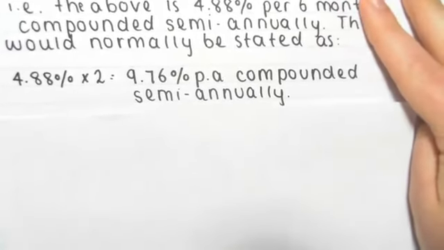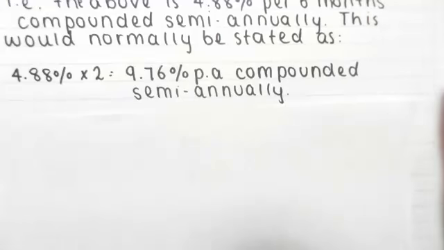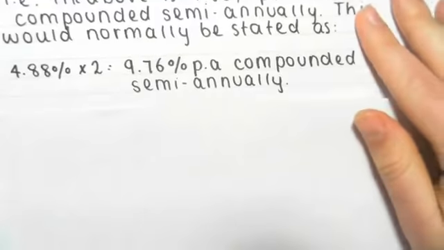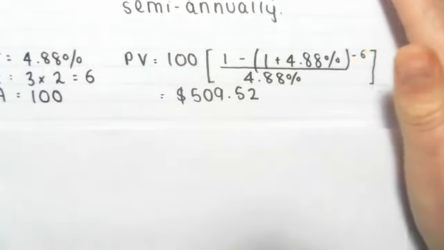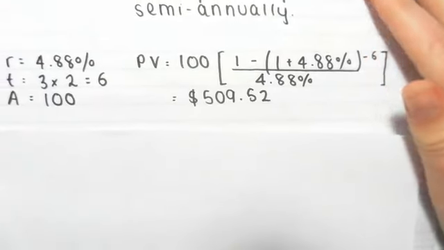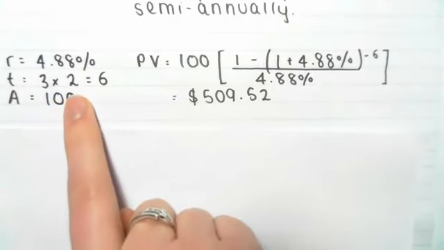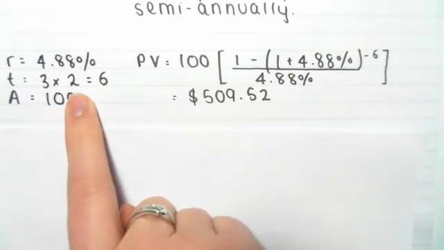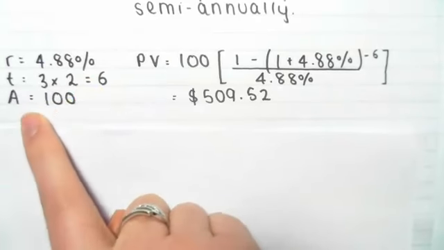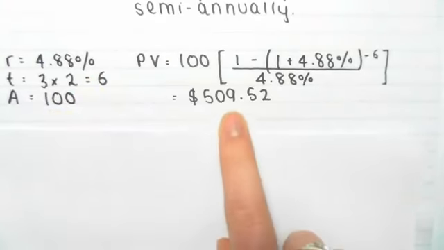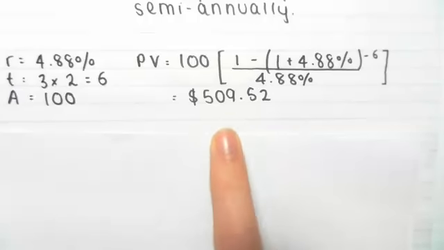So that would normally be stated as 9.76%, so just times by 2, because it's normally stated as a per annum rate, but compounded however it is compounded. So putting it in the formula, we've got 4.88%. Remembering we still have to times the 3 by 2 because it's 3 years for every 6 months. So we've got 6 and A equals 100. And you've got your answer here.